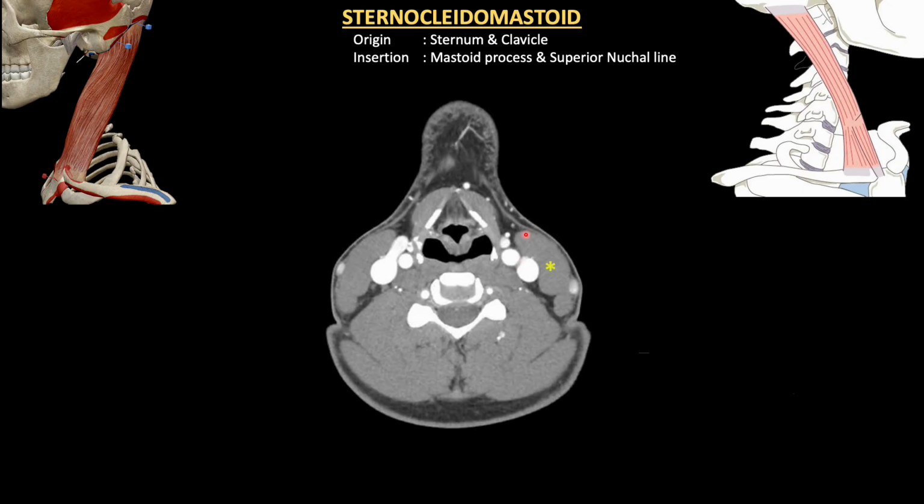So this is the sternocleidomastoid. This is on the left side, and this is on the right side. Also try and identify the platysma. This is the platysma.